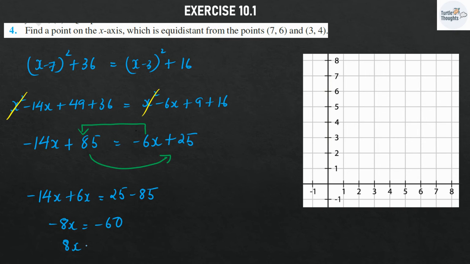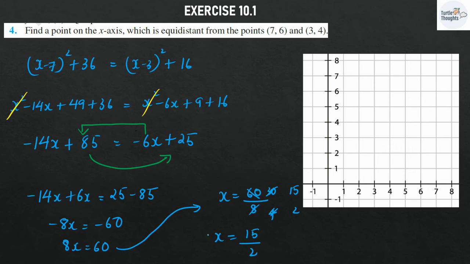So I can write 8x is going to be 60. If 8x is going to be 60, I can write x as 60 divided by 8. Upon simplifying, I will be getting the answer as, this is 4, this is 30, half of this is 15, half of this is 2. So x is going to be 15 over 2.